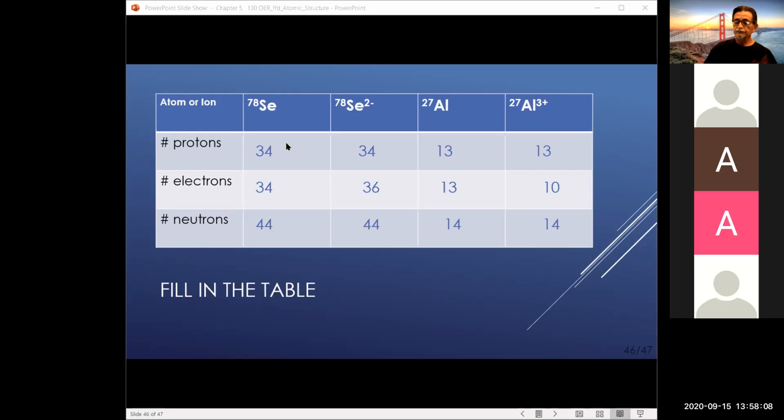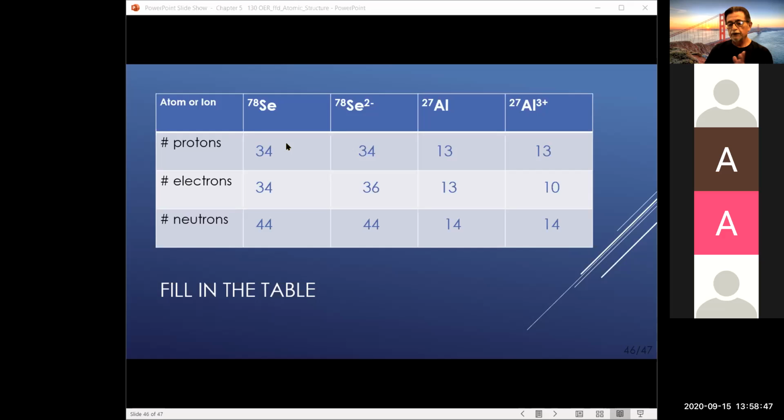So selenium 78 has 34 protons, which means it has 34 electrons. And when I subtract 34 from 78, I get 44. 44 is the number of neutrons. Okay, everybody see that? Remember, the mass number is that superscript left. That is the sum of the protons and the neutrons. Or if you wanted to say the sum of the electrons and the number of neutrons, it's the same thing. Why? Because protons and electrons are the same amount with respect to the element.